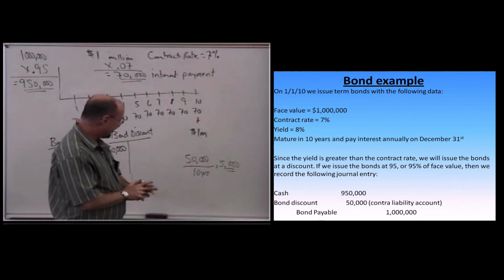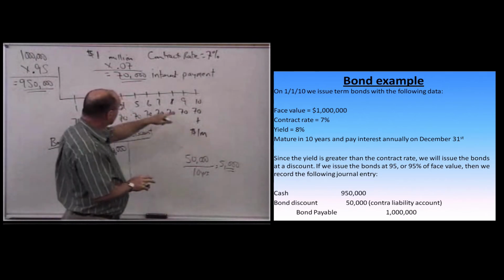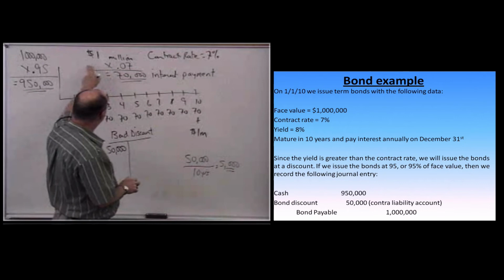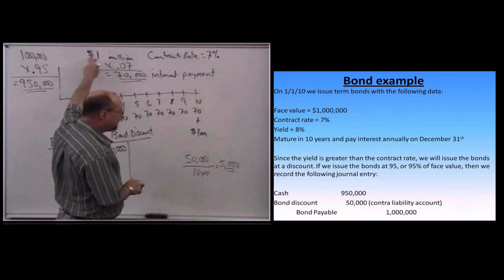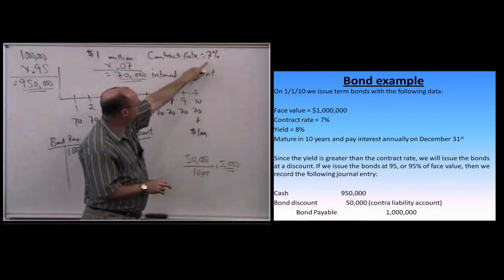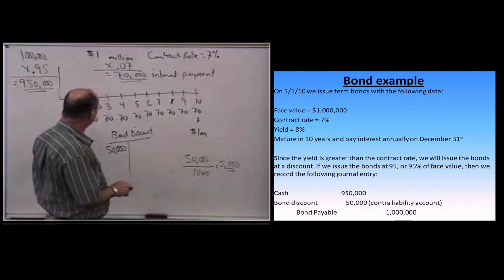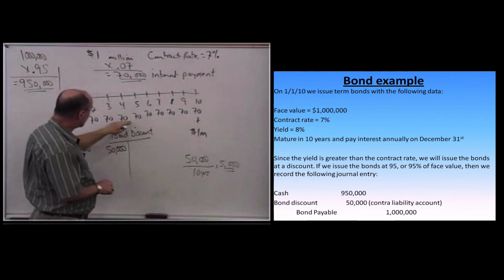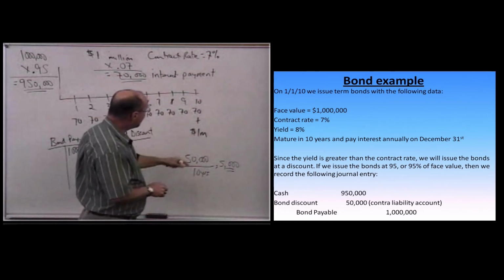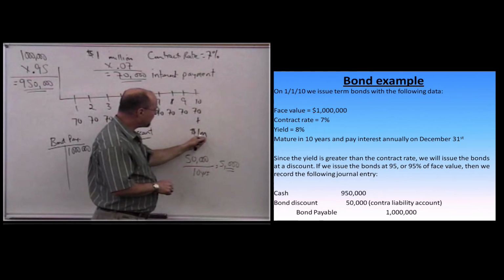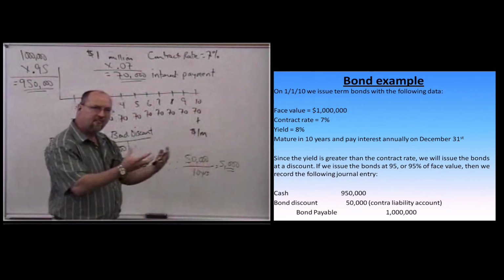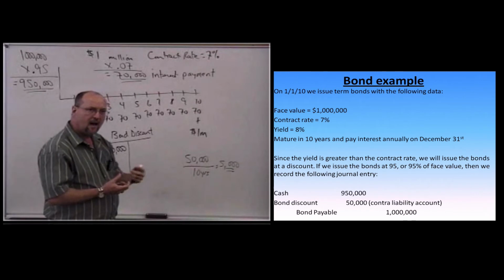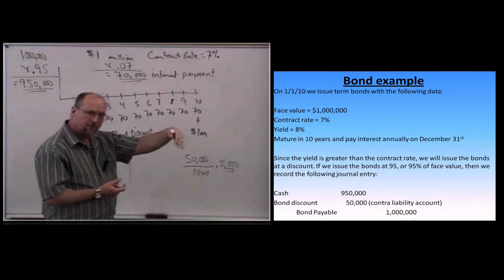At the end of 10 years, I am contractually obligated to pay them back $1 million, and I'm contractually obligated to pay them 7% of $1 million at the end of each year. So each year, I'm going to cut a check for $70,000. At the end of the period, 10 years, I'm going to pay them back $1 million. So they gave me $950,000. I'm going to give them back $1 million, and of course interest.